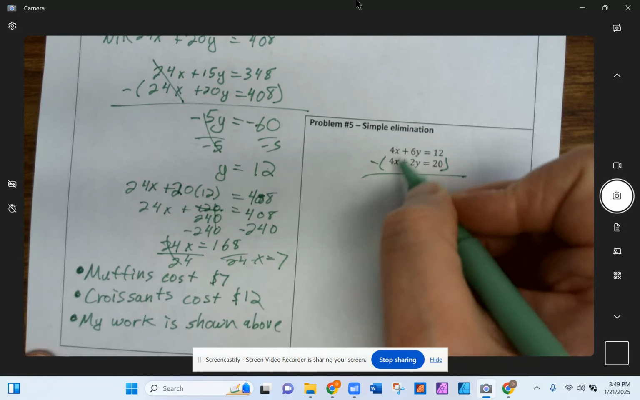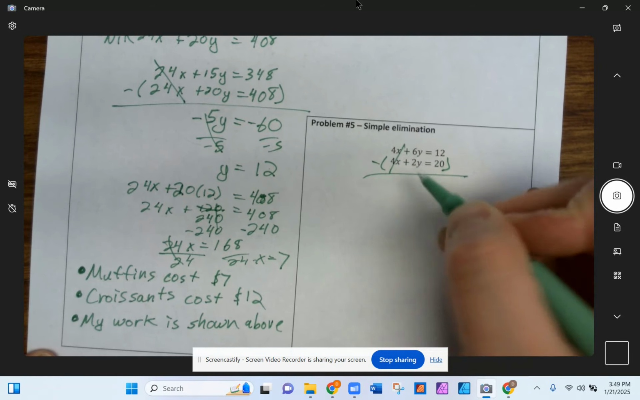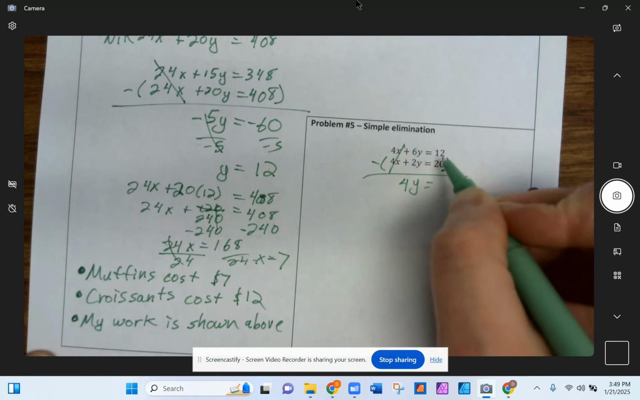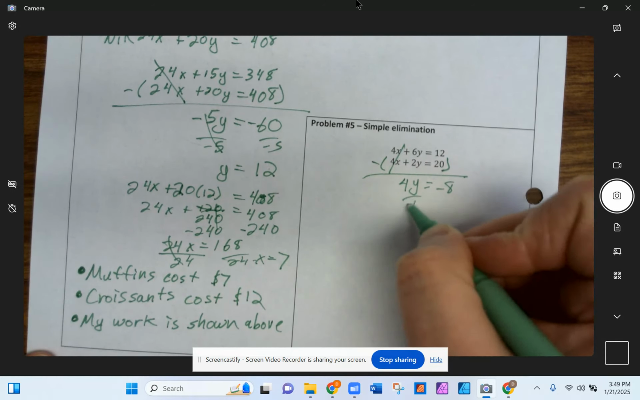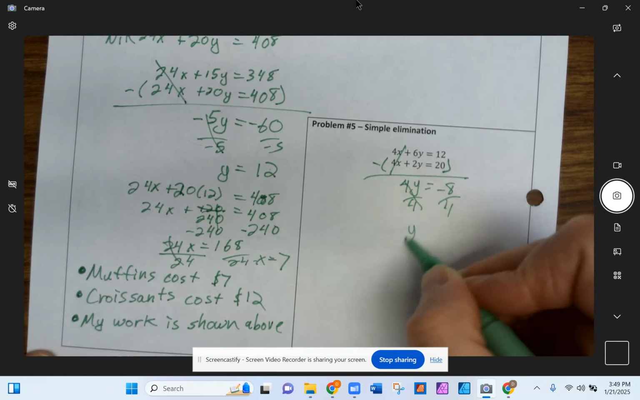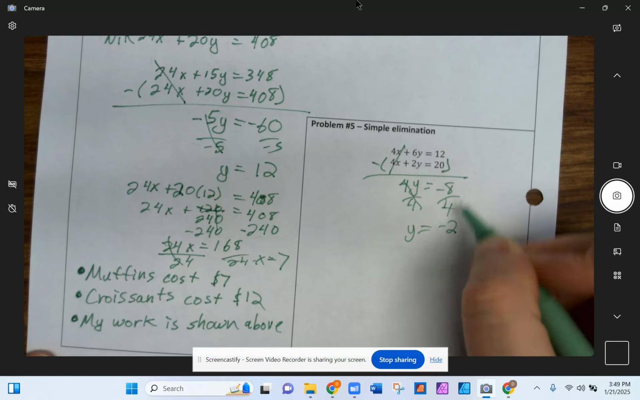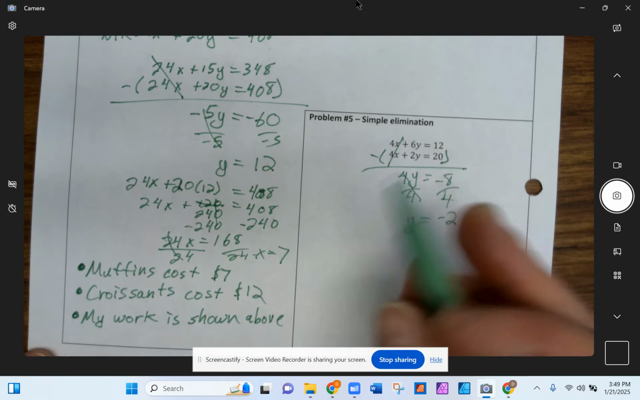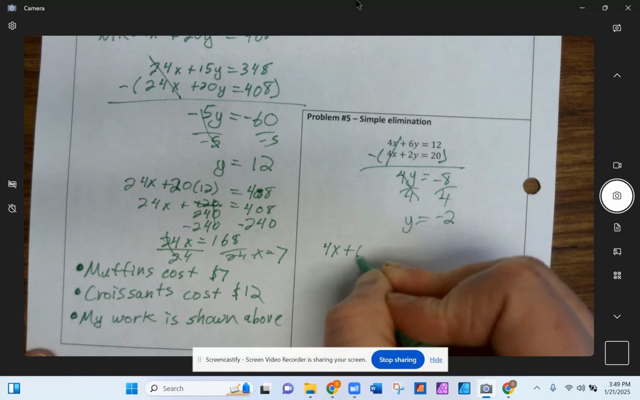We're going to subtract here. That's going to give you 0. 6y minus 2y is 4y. 12 minus 20 is negative 8. We'll divide by 4. Get negative 2. Take that and plug it in. Again, doesn't matter which one. You get the same answer. So 4x plus 6 times negative 2.